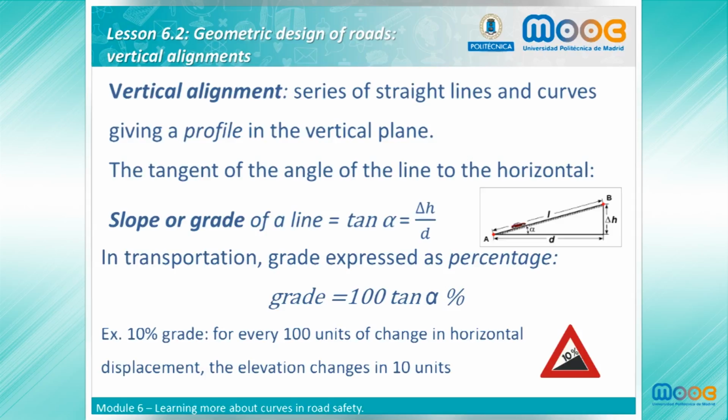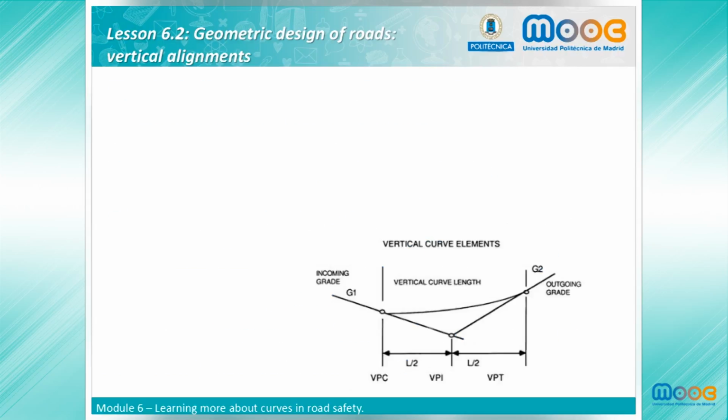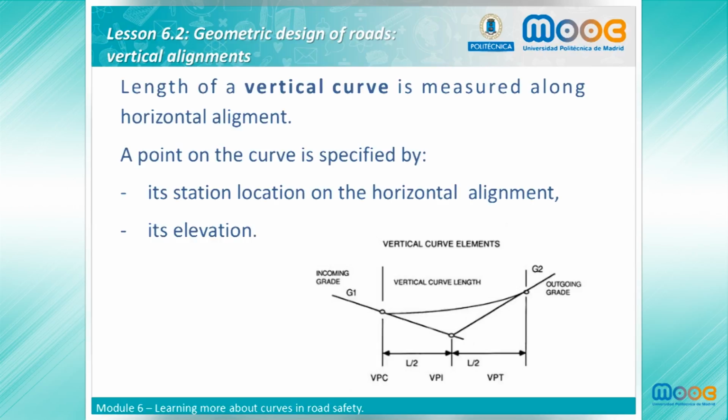The length of a vertical curve is measured along the horizontal alignment. A point on the curve is specified by its station location on the horizontal alignment and by its elevation.